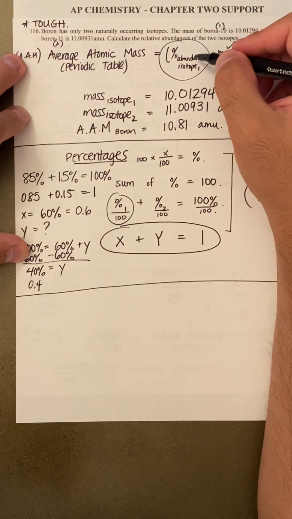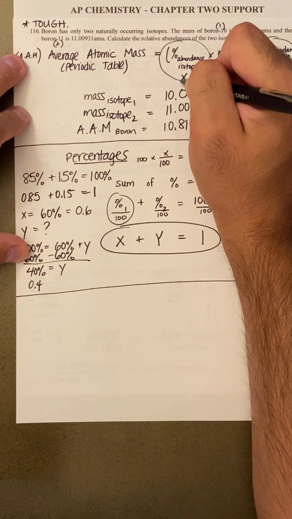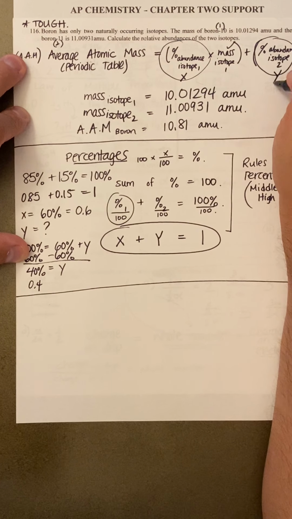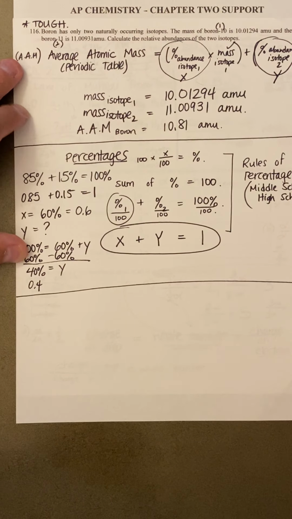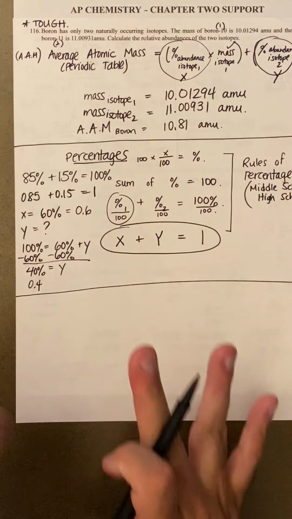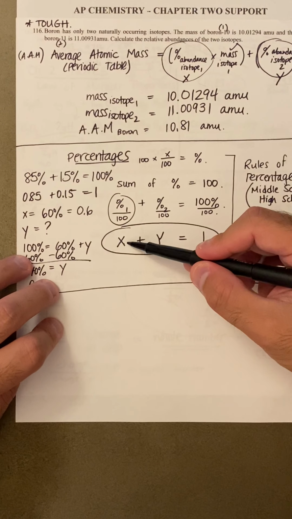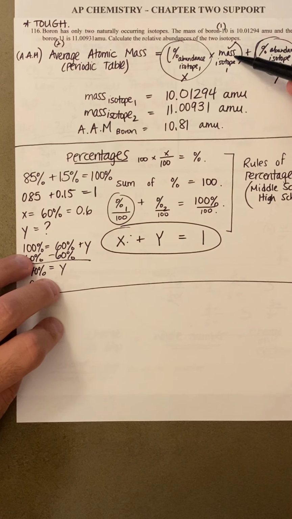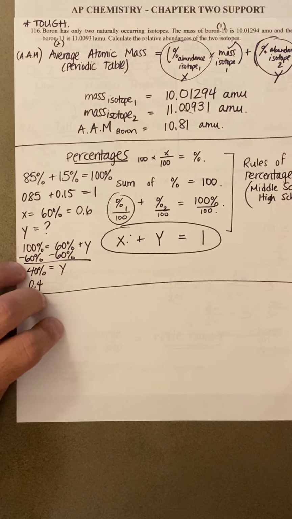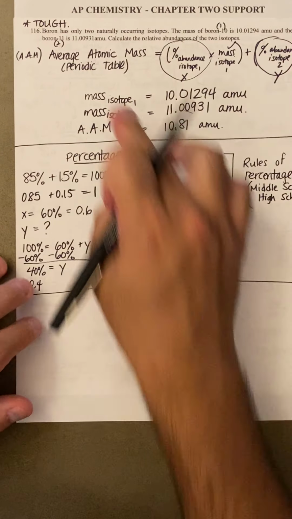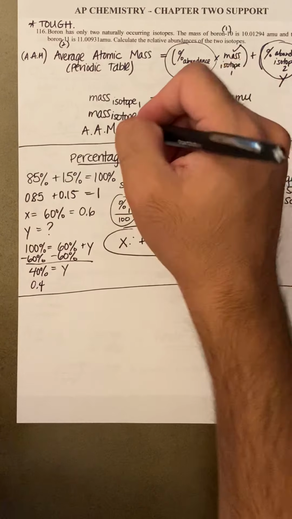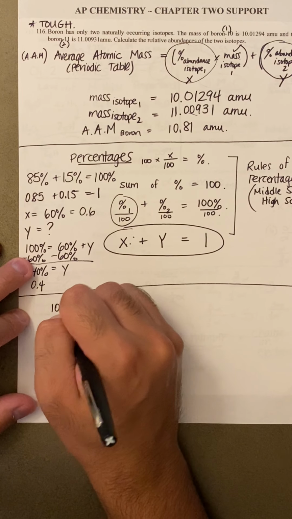Let's consider percent abundance 1 is x and percent abundance 2 is equal to y. So I'm going to rewrite all of this with the information that's given to me. My percent abundance of 1 is x. Mass of isotope 1 is 10.01294. Percent abundance of 2 is going to be y. And mass of isotope 2 is going to be 11.00931. So let's plug this all in, and the average atomic mass is 10.81.